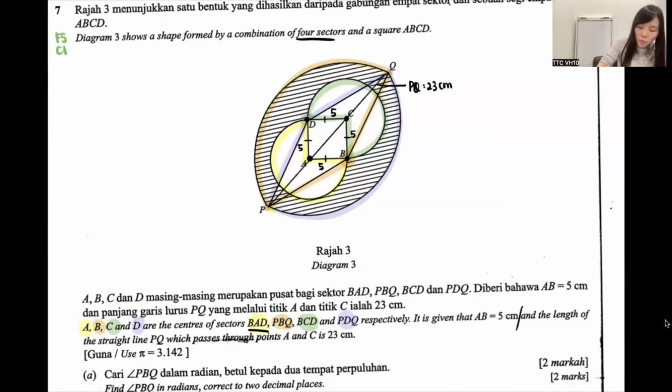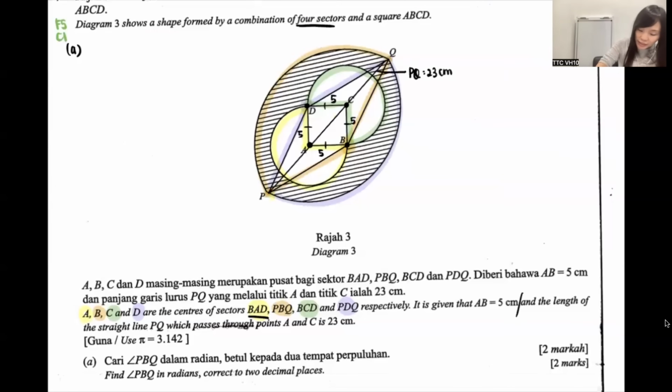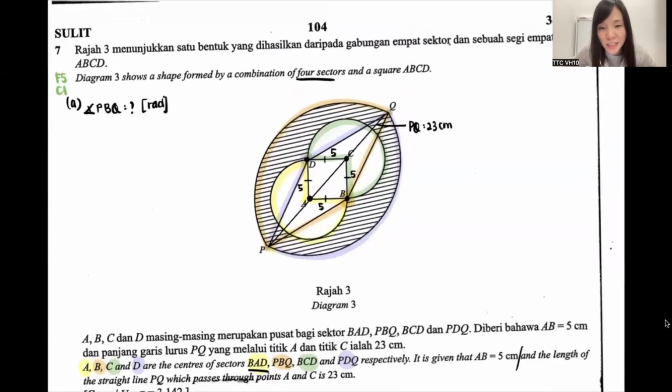So pi using 3 1/7. Let's start from A. They say, find the angle PBQ in red, correct to 2 decimal places. So definitely got a lot of decimals, but you just write 2 decimal places. How do I find PBQ? Let's see where's PBQ. P, B, Q. Okay, guys. They want to find this red color angle. How do I find this red color angle?